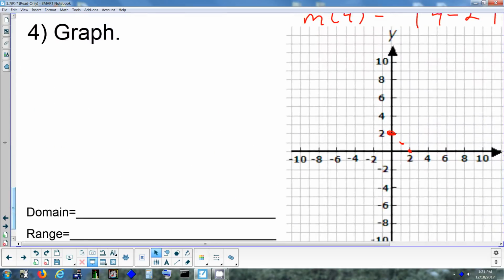Does anybody remember what this point is going to be called? That's the actual coordinate. The coordinate is 2, 0, but what is it called? The domain. That's the turn. Vertex. It changes direction. It's the vertex, yes.